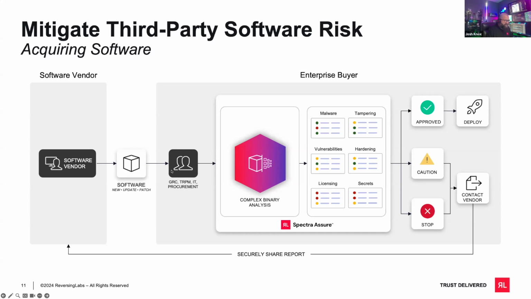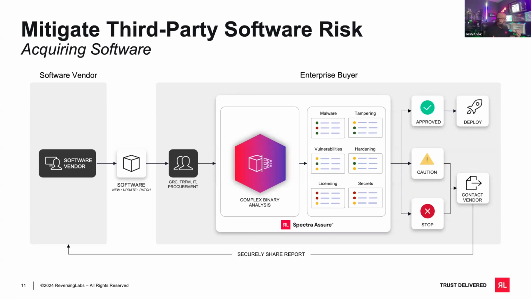So here's your team. Your team here that is doing the third-party risk management is going to upload the file to Spectra Assure. Now, by the way, you can do this directly in the console, or you could use an API, or we even have a command line tool if you're producing software. But however you do it, you upload the file into Spectra Assure. Once the file is there, it's going to be analyzed. It's going to be broken down into those components. We're going to look for the things that we've already talked about: the malware, the tampering, the vulnerabilities, the hardening, the licensing, the secrets.